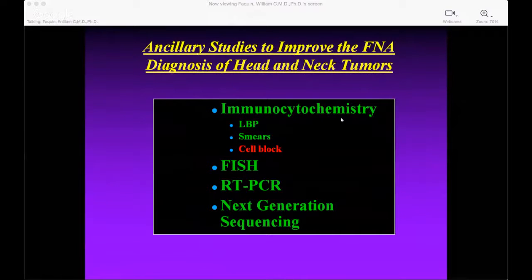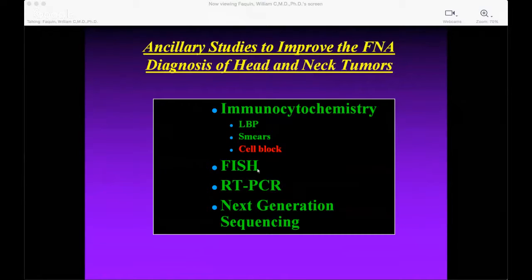Well, you can do immunocytochemistry on liquid-based preps and smears, although many labs, including ours, prefer to do immunohistochemistry on cell block material. And that's because our labs are used to dealing with formalin-fixed paraffin-embedded material as you have in a cell block, and also the controls that we have for immunohistochemistry go with those when you're doing the stains on the cell block.